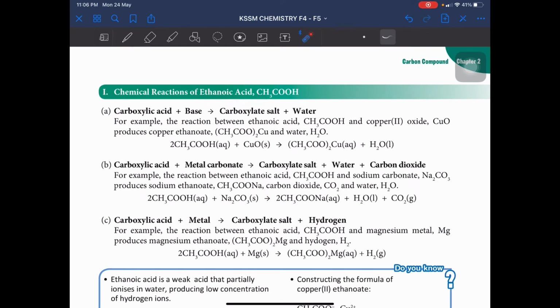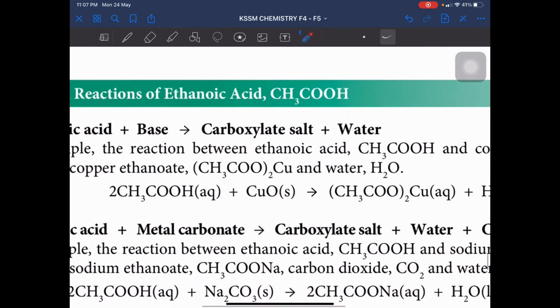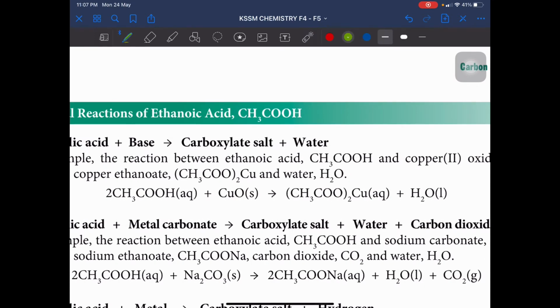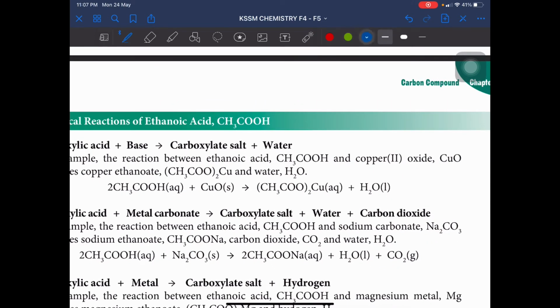Once again, I would like to remind you, in this subtopic about carboxylic acid, only ethanoic acid is focused on. Okay, of course you can use others, but this one is the example because it is the most common. So carboxylic acid plus base, this is the acid, this is the base, okay, will produce carboxylate salt and water. I hope you still remember how this one is formed. I write for you here so that you can recall.